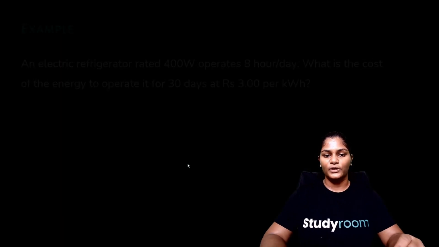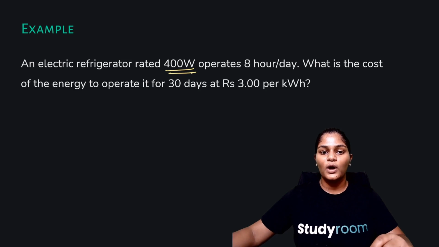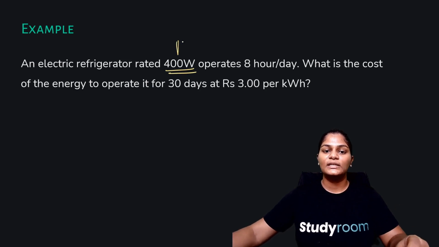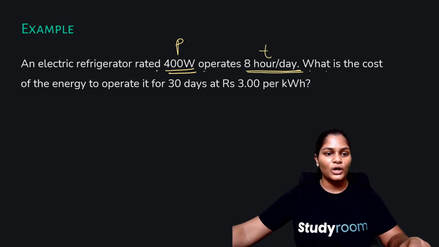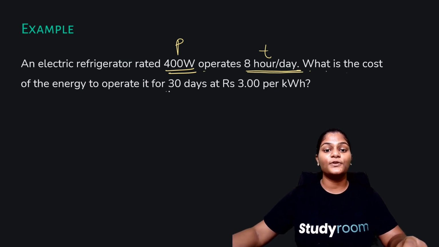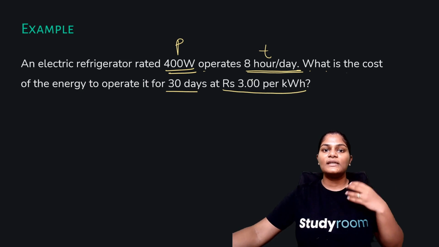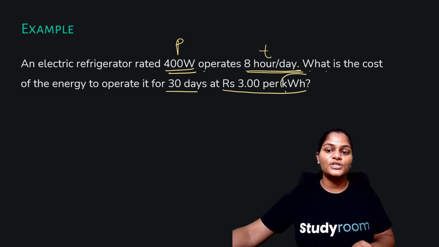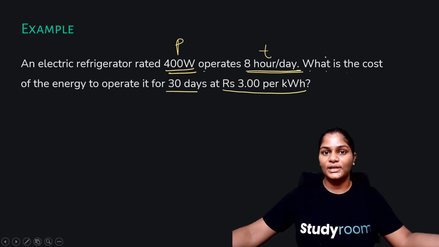Okay, moving on. So the question says that an electric refrigerator rated at 400 watts, what is this 400 watts? This is the power, operates 8 hours a day. Okay, this is the time. What is the cost of the energy to operate it for 30 days at 3 rupees per kilowatt hour? Now this is a practical purpose question because it uses kilowatt hour, which is the standard unit which is used by our electricity boards also.